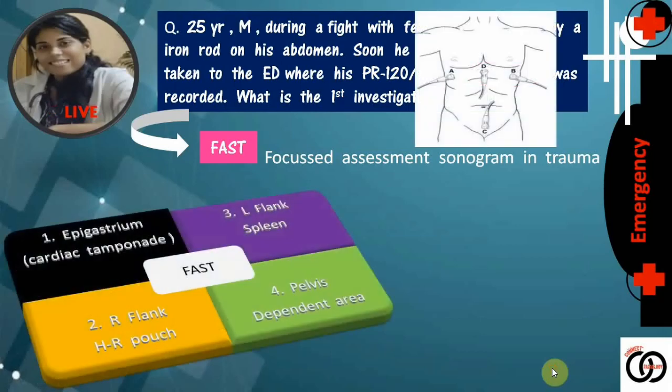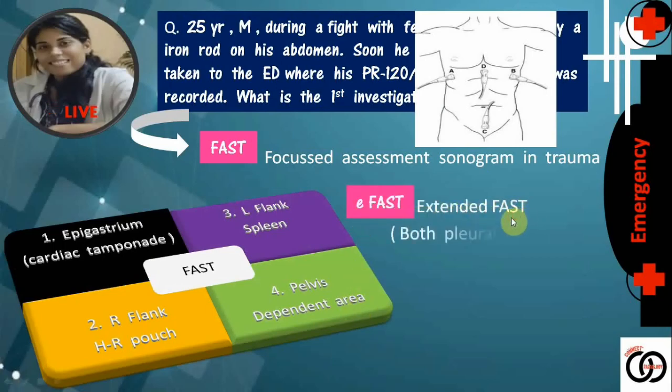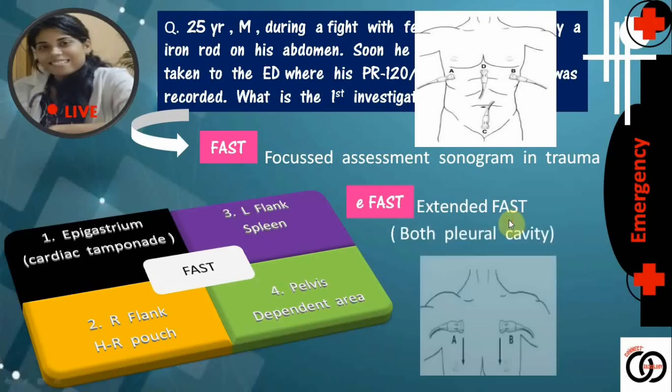In FAST, the first site examined is the epigastrium where we look for cardiac tamponade, which is followed by the right flank to see the hepatorenal pouch of Morrison, then the left flank to look for any collection of blood around the spleen, and the last site is the pelvis as it is also one of the dependent areas. In EFAST, that is extended FAST, along with these 4 sites, we also look at the thoracic cavity, that is total 6 sites in case of extended FAST.